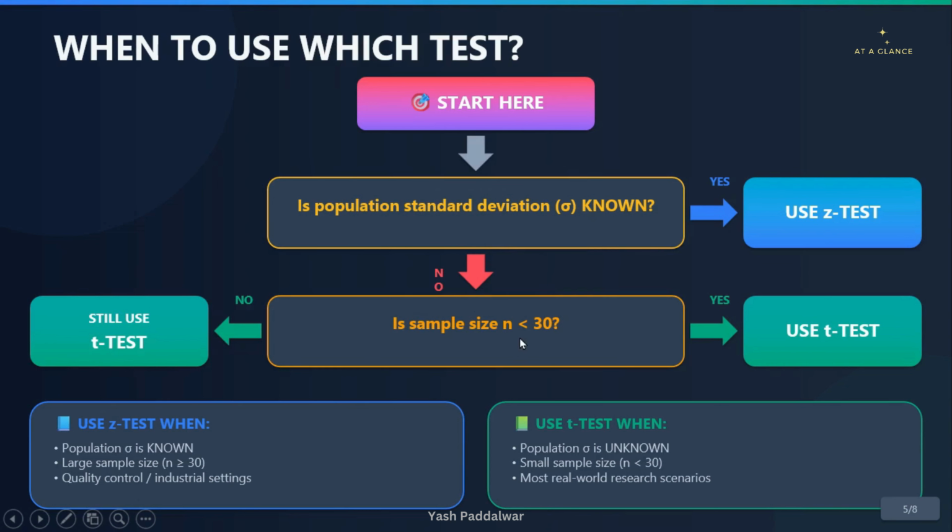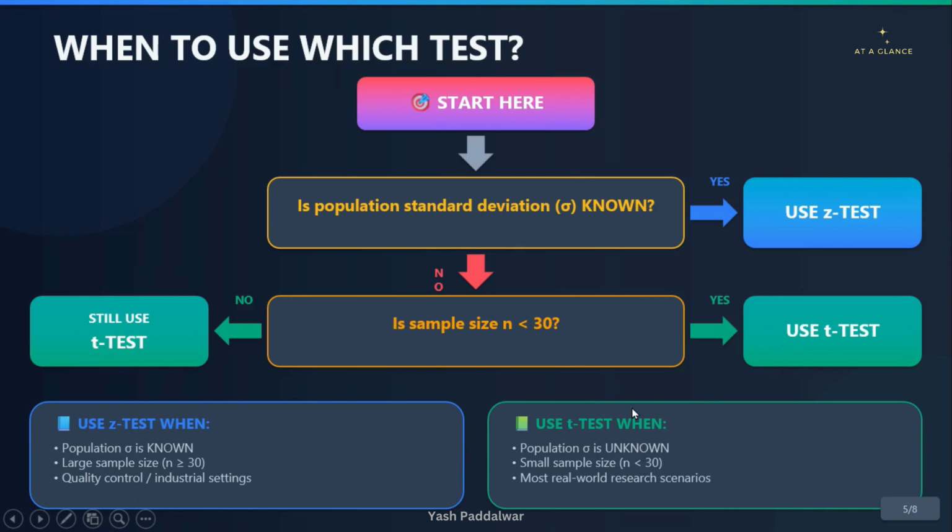If we don't have this population standard deviation, then we could check for another case: is our sample size n lesser than 30 or not? If it is lesser than 30, we can simply go straight to the t-test. If it is greater than 30, still we have no other choice, because population standard deviation is not known to us. Therefore, we'll move to t-test this time also. So it's not mandatory that only if your sample size is smaller, you should use t-test. Okay, if you don't have the standard deviation of the population, then by default you need to go for t-test.